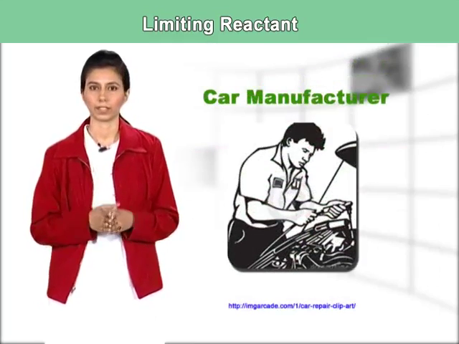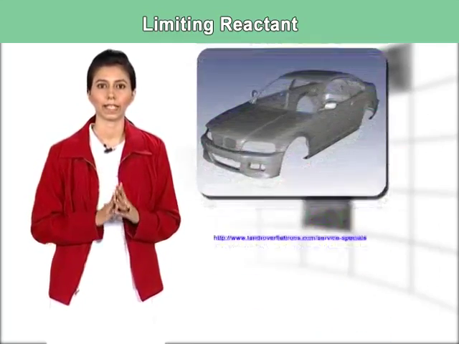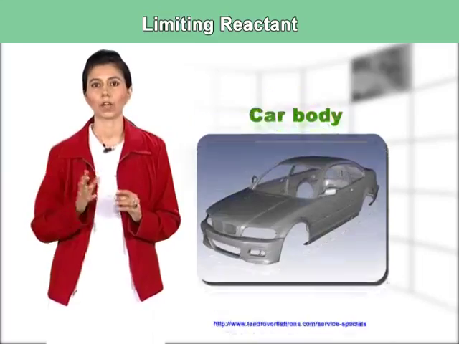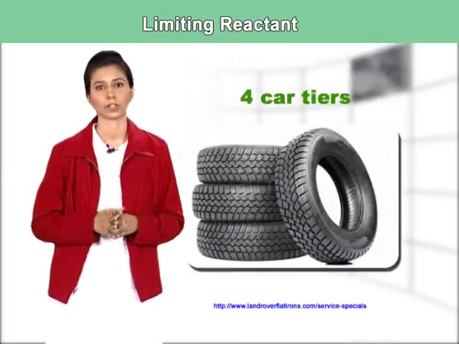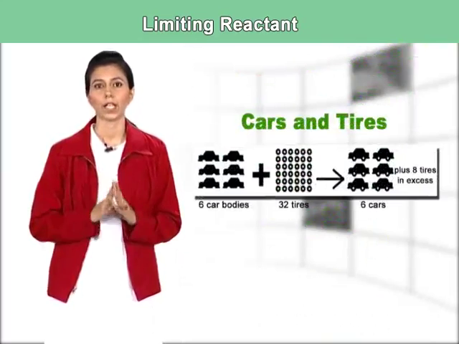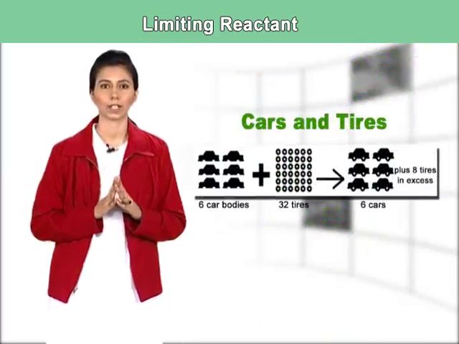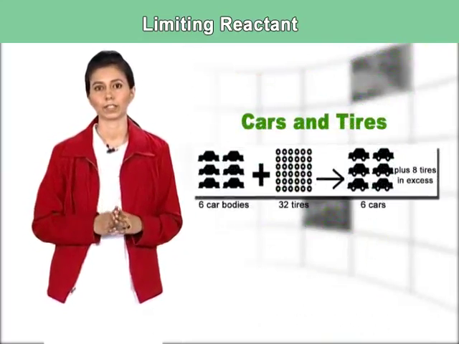एक और एग्जाम्पल लेते हैं. एक कार मैन्युफैक्चरर को एक कार बनाने के लिए 1 car body and 4 tires required होते हैं. If I have given him 32 tires and 6 car bodies, वो कितनी cars बना सकता है?